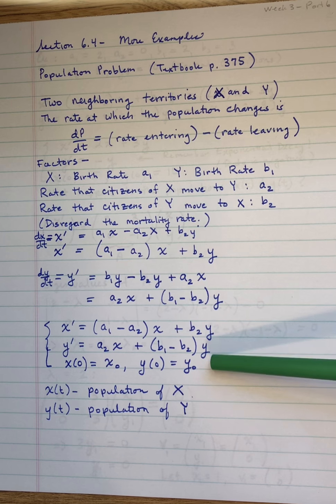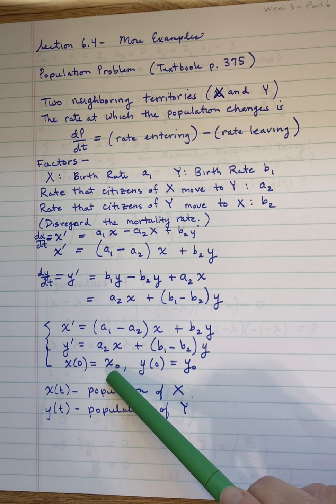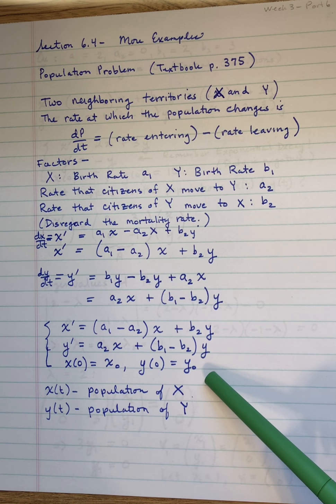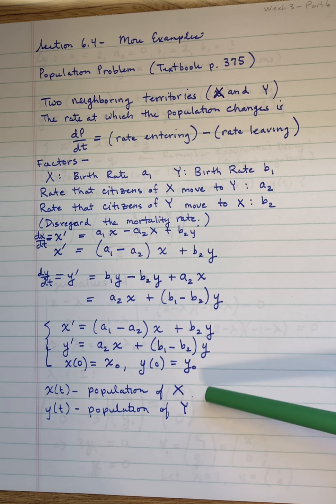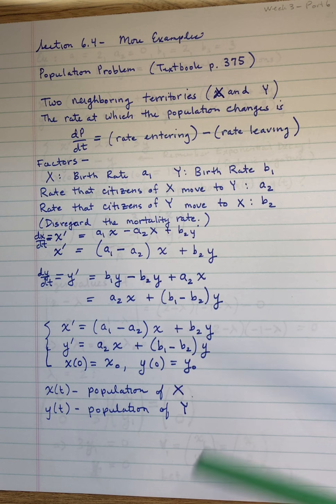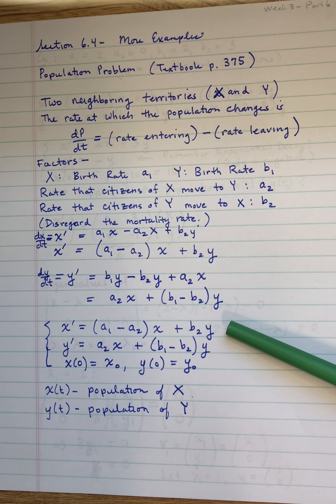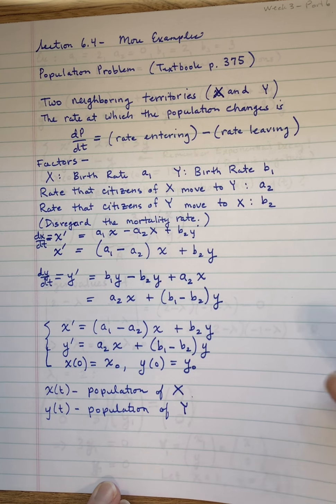And we can be given some initial conditions as well: an initial population size of X and an initial population size of Y. So that's what these little x's and y's stand for. They're just population sizes of those two regions. Now we're going to work through an example where we'll have some values for all these constants. And that's what I want you to focus on.